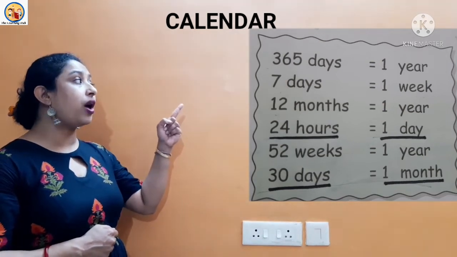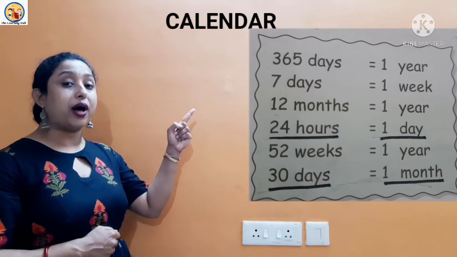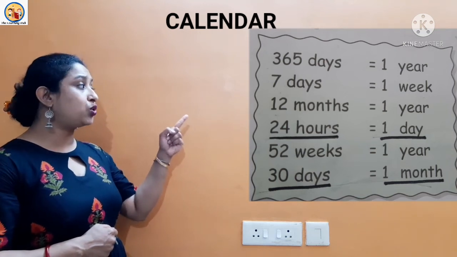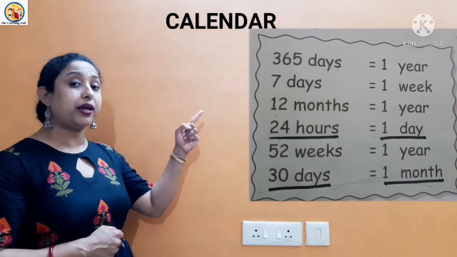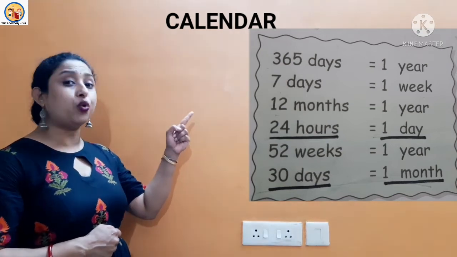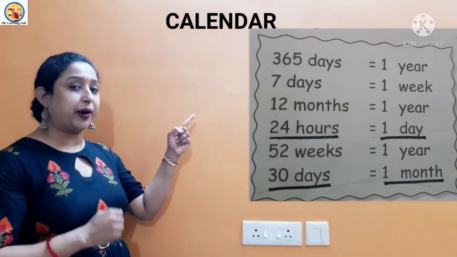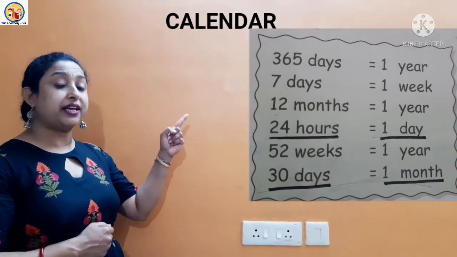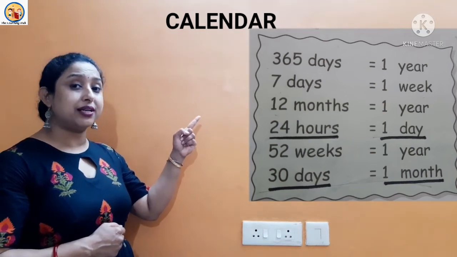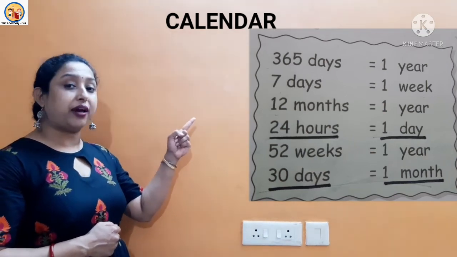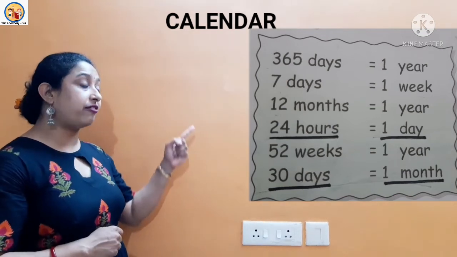Next, 24 hours equal 1 day. 52 weeks equal 1 year. There are 52 weeks in a year. Next, 30 days equal 1 month. 30 days make a month. So it's a very important chart. Children, try to learn this chart.